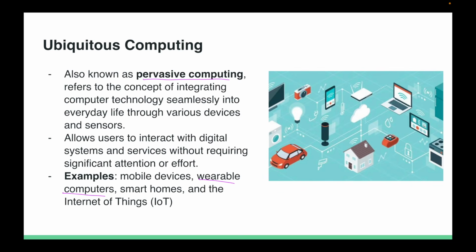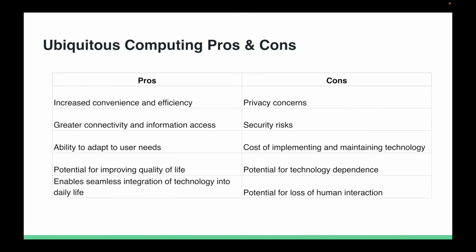This is basically the idea of computers just being everywhere and all sorts of different devices, collecting input and giving some output. Now, some of the pros and cons are increased convenience because you've got a computer you can use anywhere for different purposes. Greater connectivity, information access. You've got computers collecting different types of data everywhere. Depending on the type of computing you're using, you can easily adapt to user needs. And all of these things, ubiquitous computing, particularly if you think about something like a smart home, has the potential for improving quality of life.